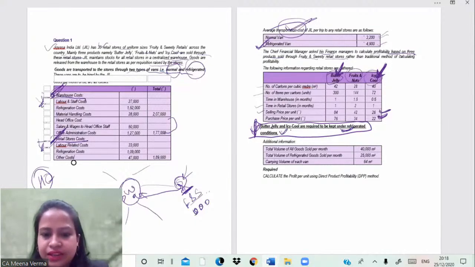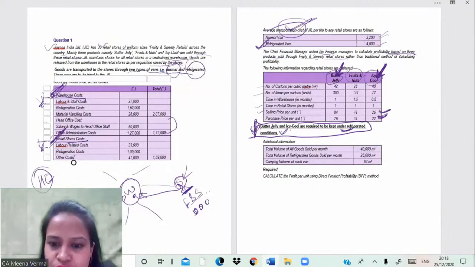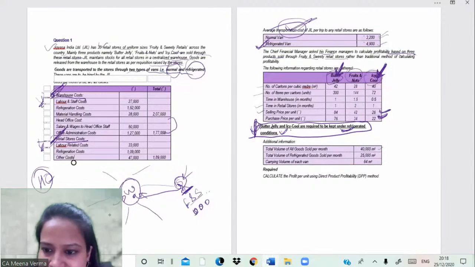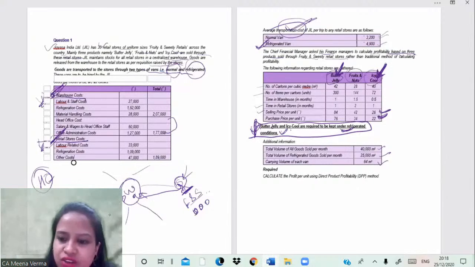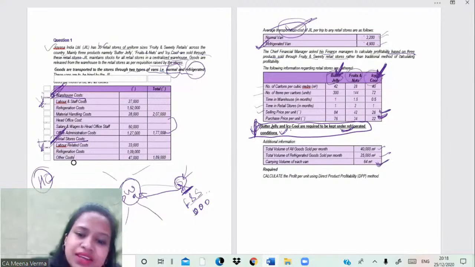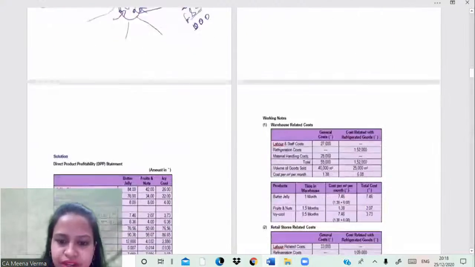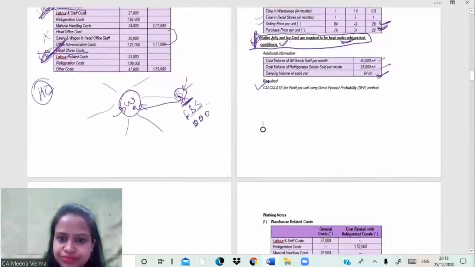There is additional information. The total volume of all the goods sold is given. The total volume of refrigerated goods sold is given. The carrying volume of each van, the volume you can carry in each van, is given. Calculate the direct product profitability; this is what you have to calculate. Now let me solve this.